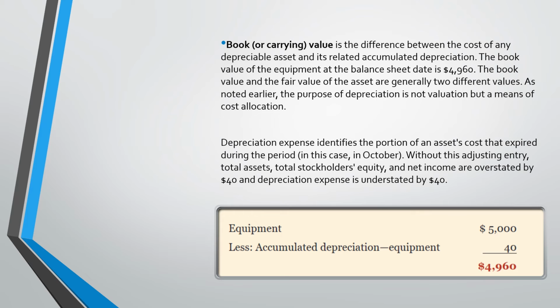The book value and the fair value of the asset are generally two different values, as noted earlier. The purpose of depreciation is not valuation. We're not trying to evaluate the equipment, but it's a means of cost allocation. Depreciation expense identifies the portion of the asset cost that expires during the period, in this case October. Without this adjustment, total assets, total stockholders' equity, and net income would be overstated. So that's why we have to make sure we do these adjustments.